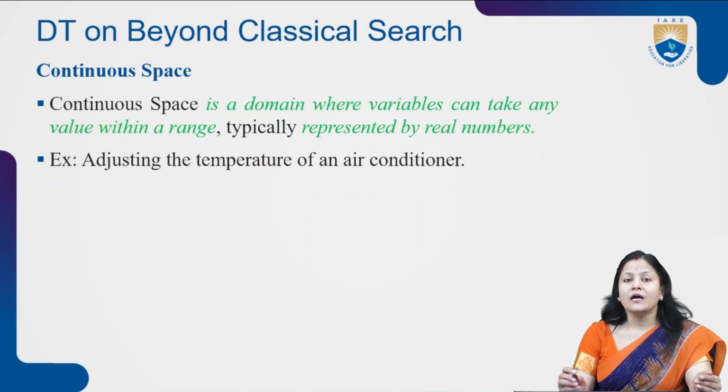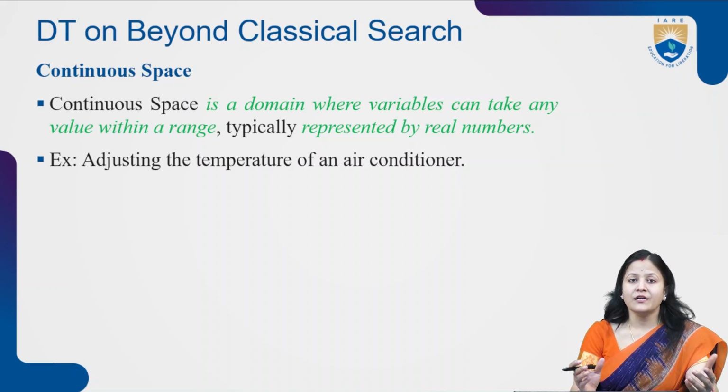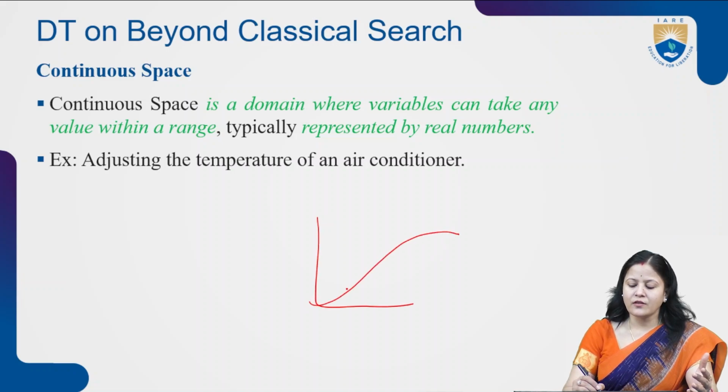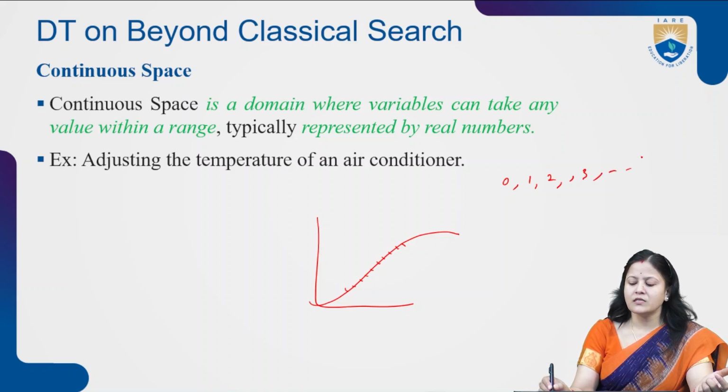Now the next term is continuous space. Continuous space is a domain where variables can take any value within a range, typically represented by the real numbers. For example, adjusting the temperature of an air conditioner. As the name implies, the space would be continuous in nature, where the values will be continuous. Continuous means we can take the example of the real numbers, like 0, 1, 2, 3, which are continuous in nature.